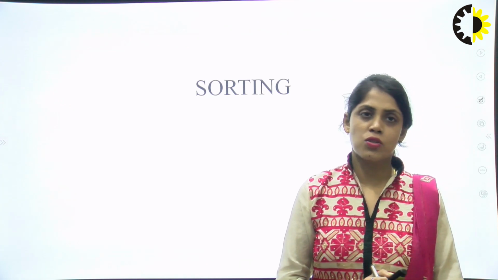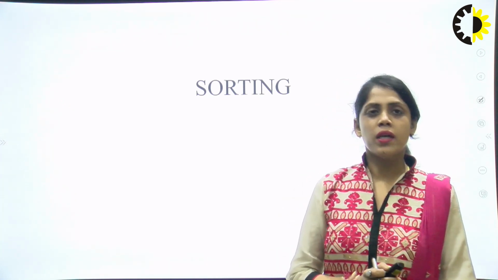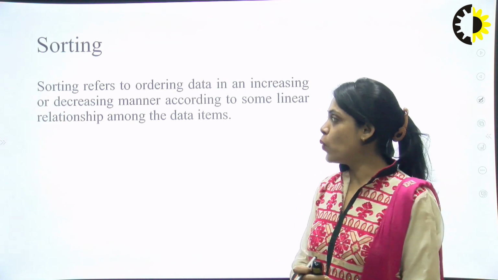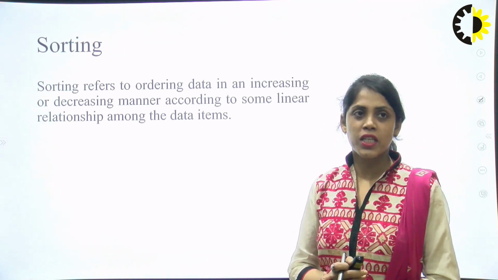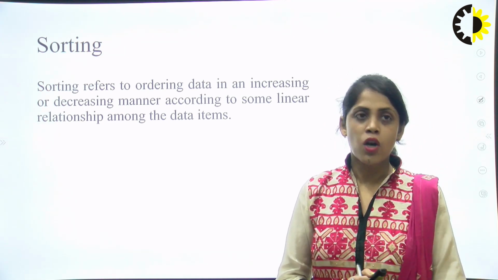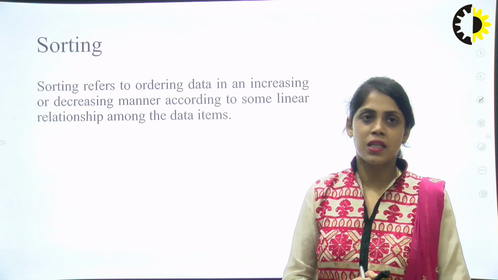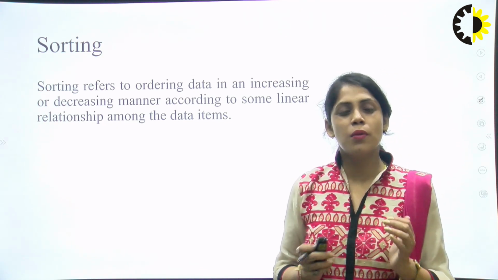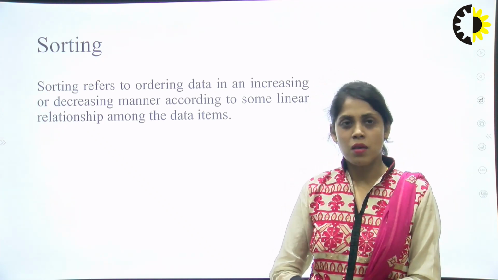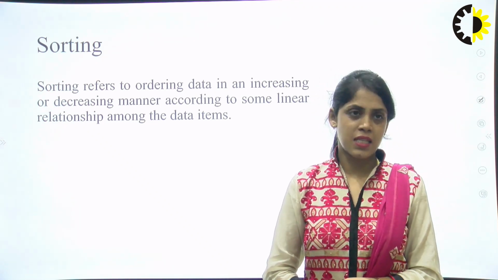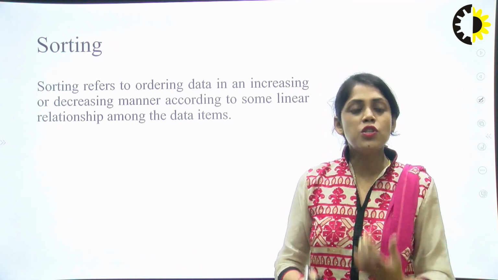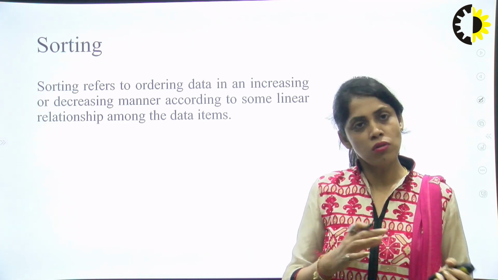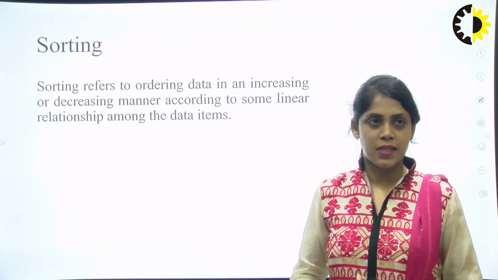If I'm talking about sorting in terms of a computer system, we can say that we are arranging something in a particular order. In the normal way, sorting refers to ordering data in an increasing or decreasing manner according to some linear relationship among the data items. If we have a certain number of elements and want to arrange them in a proper sequence, either descending or ascending, then we need to perform certain steps and opt for certain techniques to arrange them in a proper order.